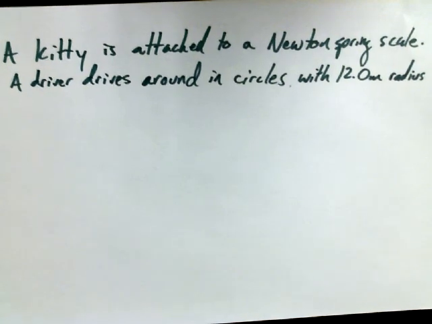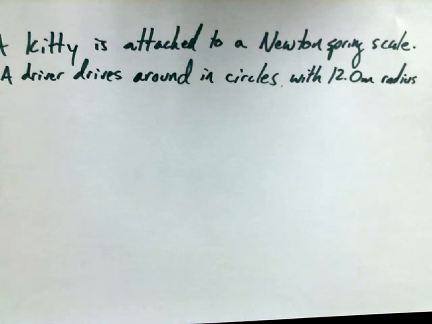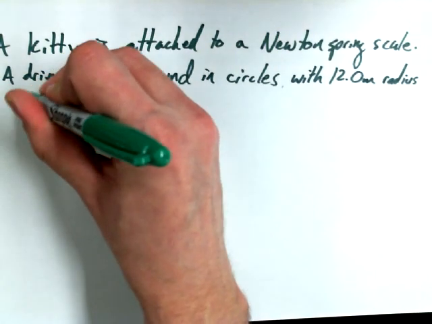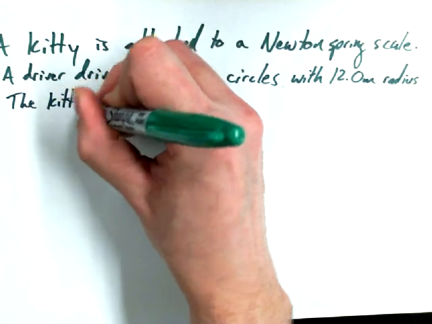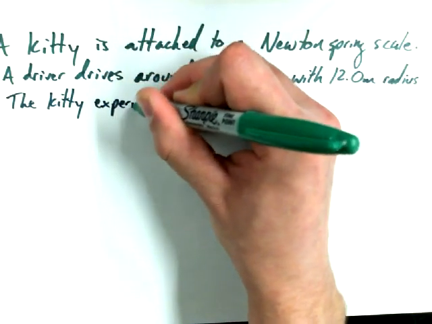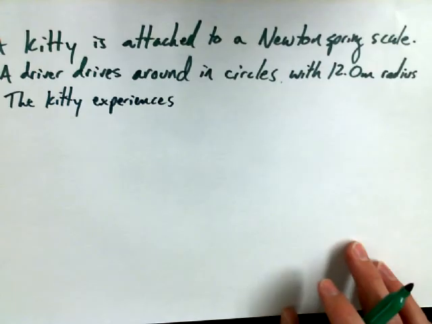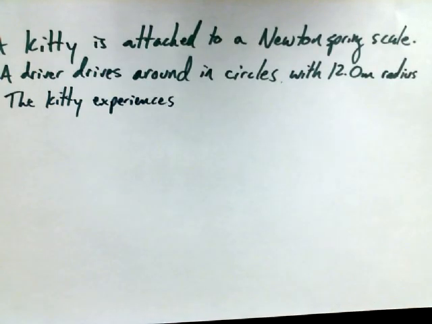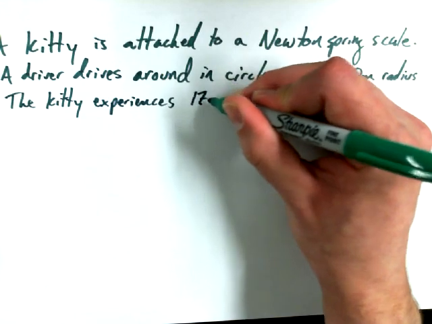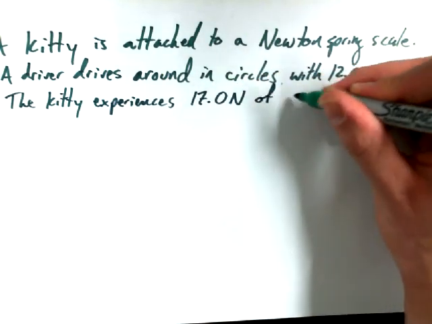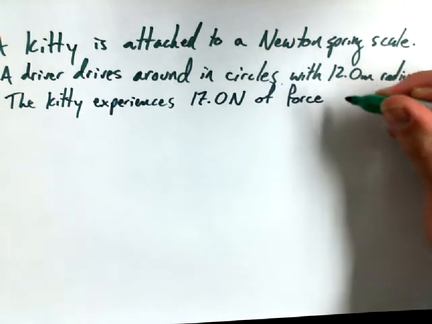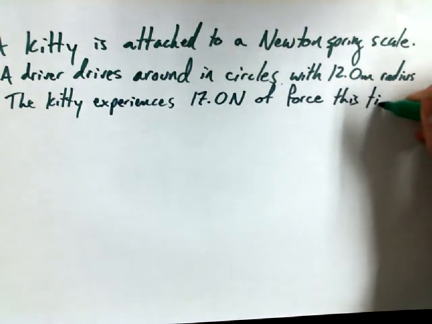All right. So moving on, we got the radius of motion for this car going around in circles, 12 meters. We got a kitty cat attached to a Newton spring scale. What else do we want to know here? Oh, what's the reading on the Newton spring scale the kitty cat experiences? Well, let's see if we can make this kitty cat experience a different amount of force than in the first scenario. We're going to change the scenario. The kitty cat experiences 17.0 newtons of force this time.